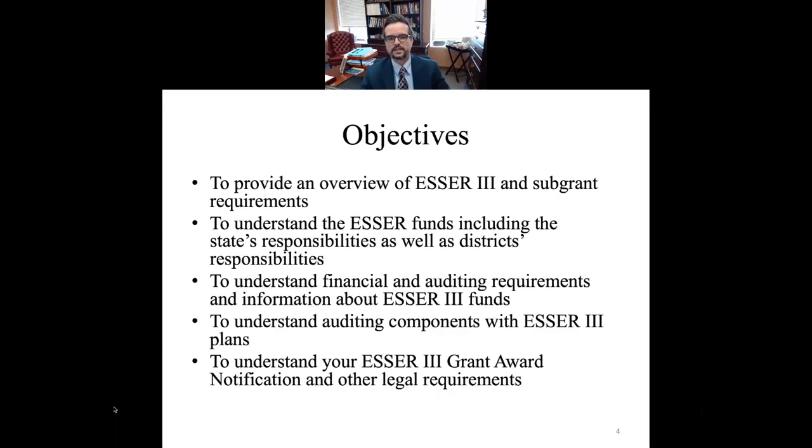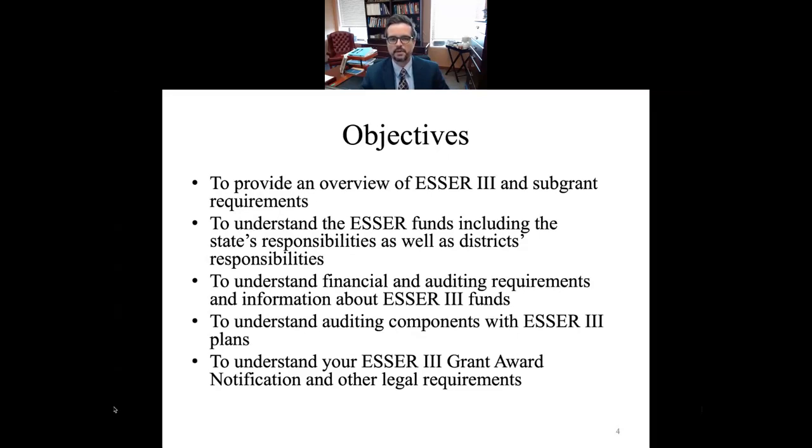The objectives today are to provide you an overview of the ESSER 3 and subgrant requirements, to give you an understanding of the ESSER 3 funds, including our responsibilities as well as district responsibilities, to understand financial and auditing requirements and information about these ESSER 3 funds, to understand auditing components with these funds, and to understand your grant award notification and other legal requirements.